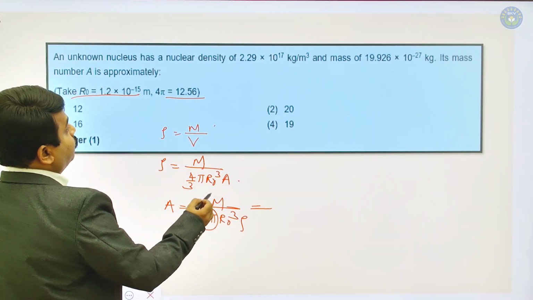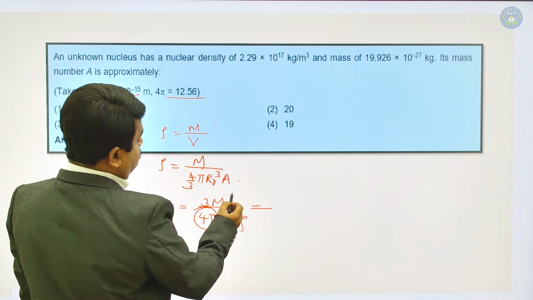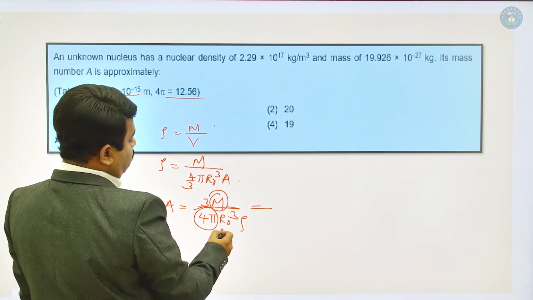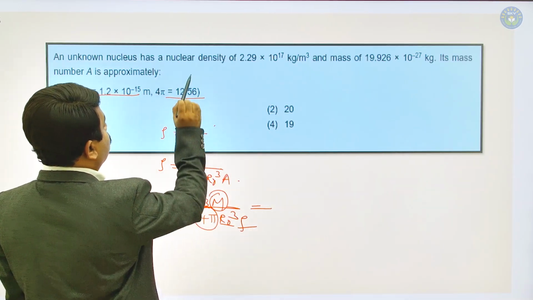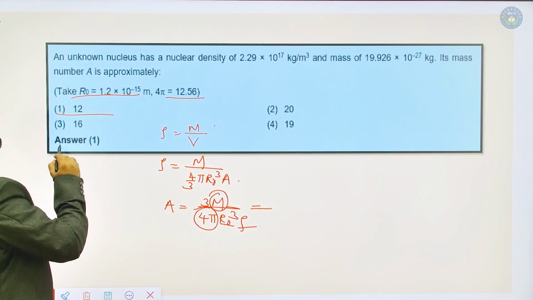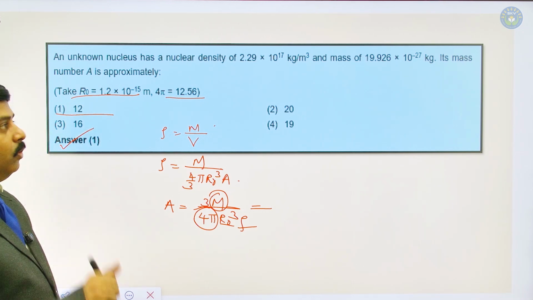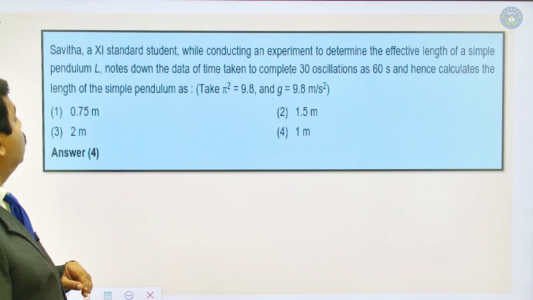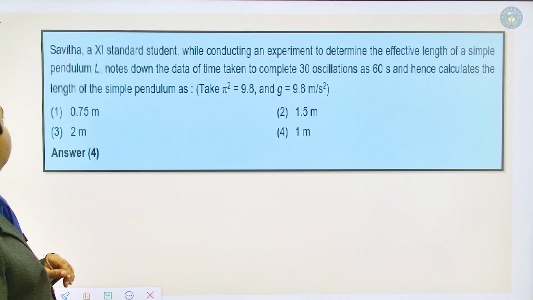Now look here, this r0 value is given, this 4 pi value also, right? This mass value is also given, r0 is there, density is also given. Substituting this, you get approximately 19. Then option 1 is correct, right? All right. Now let us do question number 33.